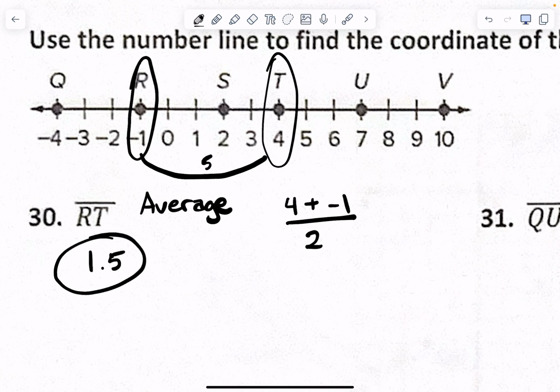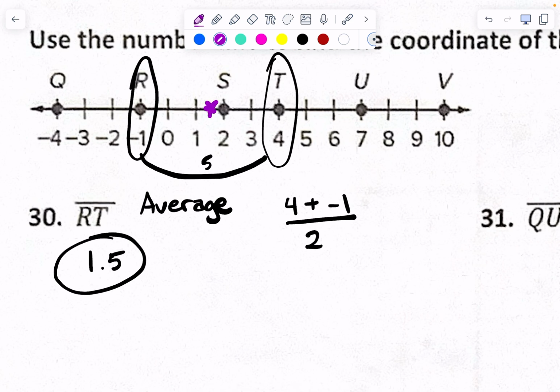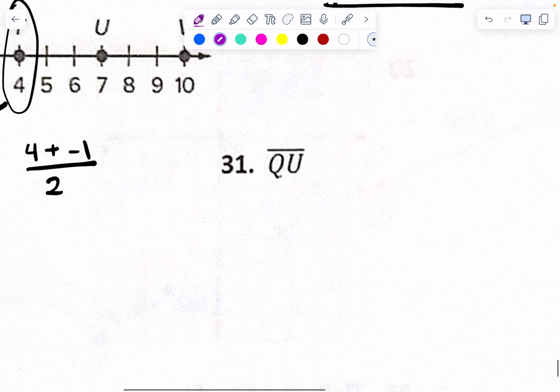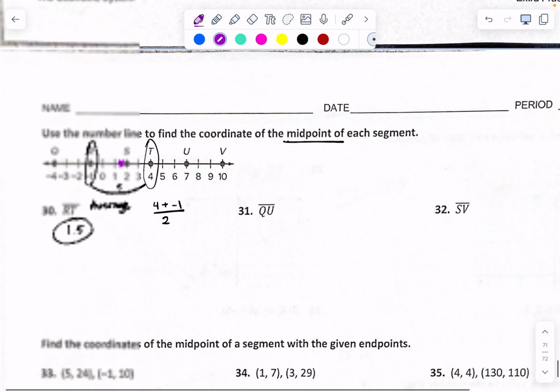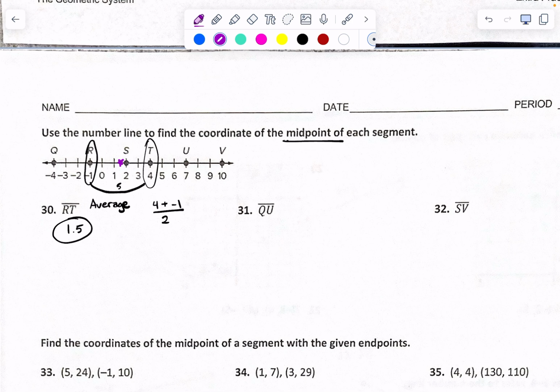Okay? I would really caution you too. As soon as you do that, 1.5 is this right here. Does that look about in the middle? Yes. Check your answer that way, all right? You do 31 and 32. I will do them real quick and then you can check.